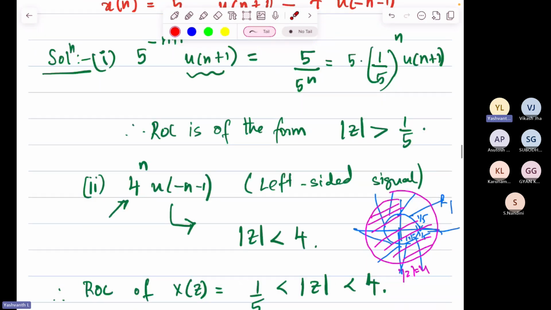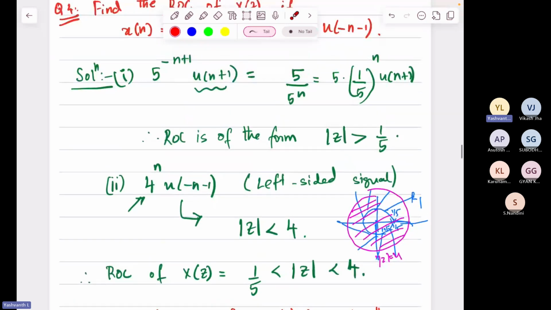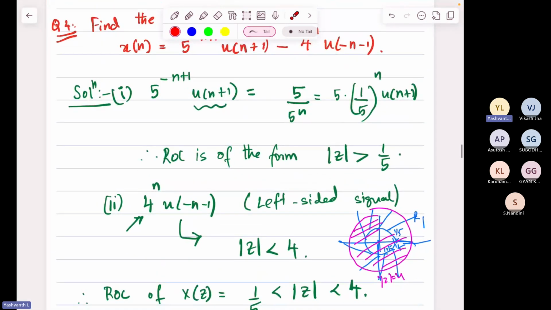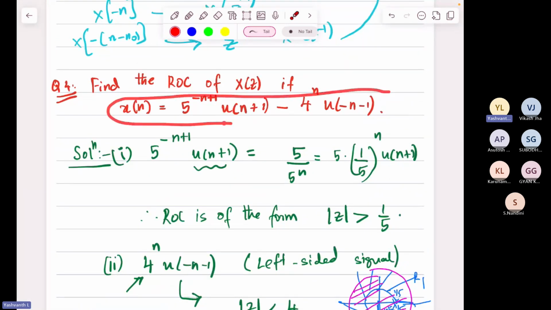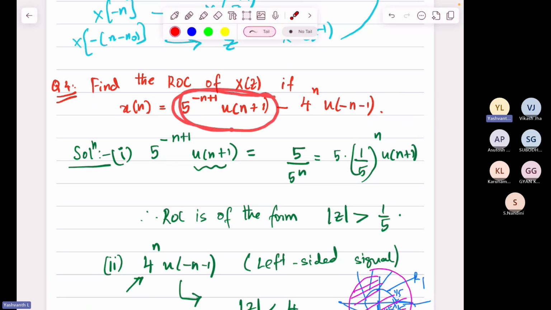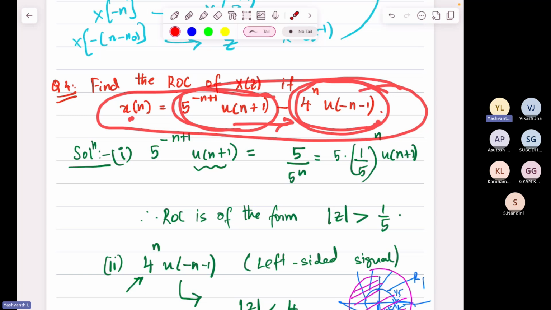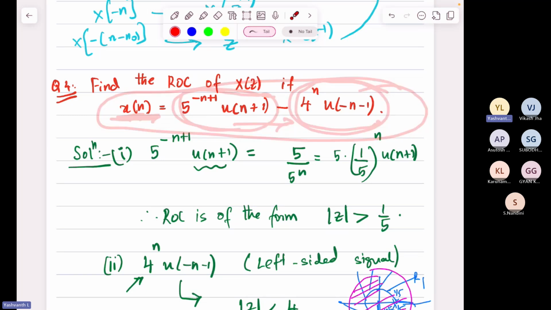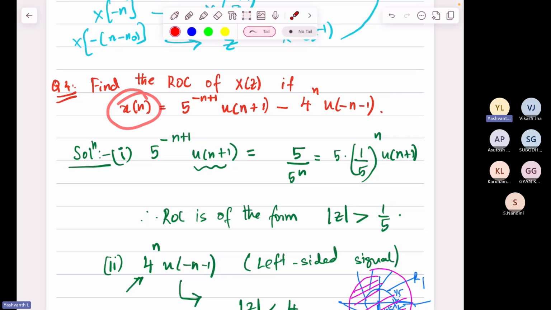Fine. And in fact, this is not very surprising. Why? Because as a whole, x of n is both right-sided and left-sided. That is, it's a two-sided signal. The first term will give you non-zero values for positive n, and the second term will give you non-zero values for negative n. So in total, x of n contains non-zero values for both positive and negative n, or x of n is a two-sided signal.